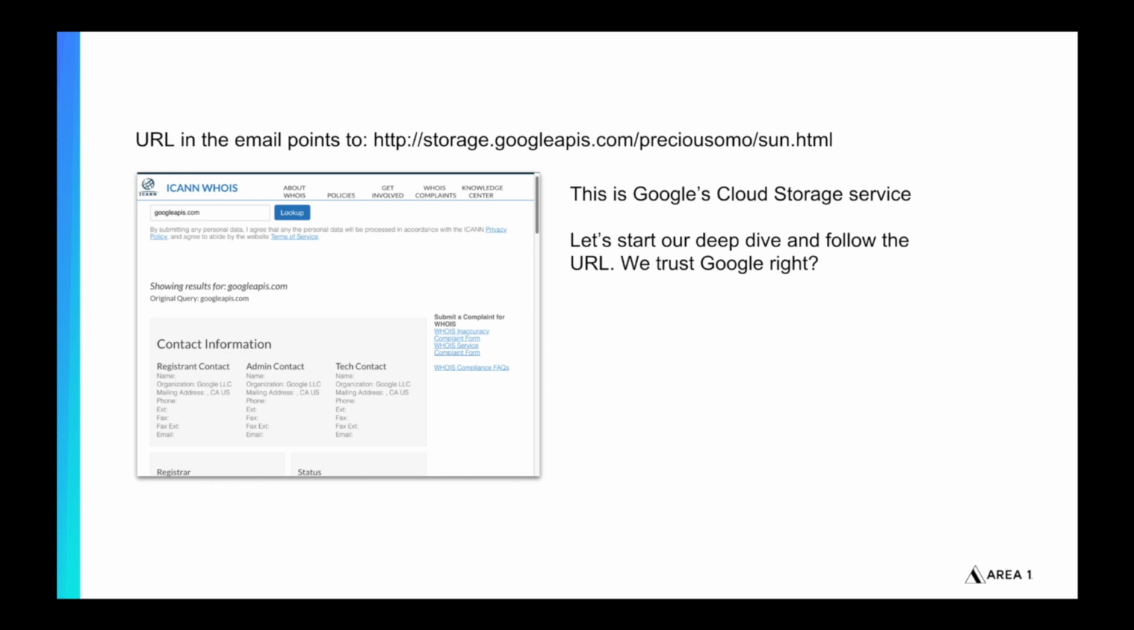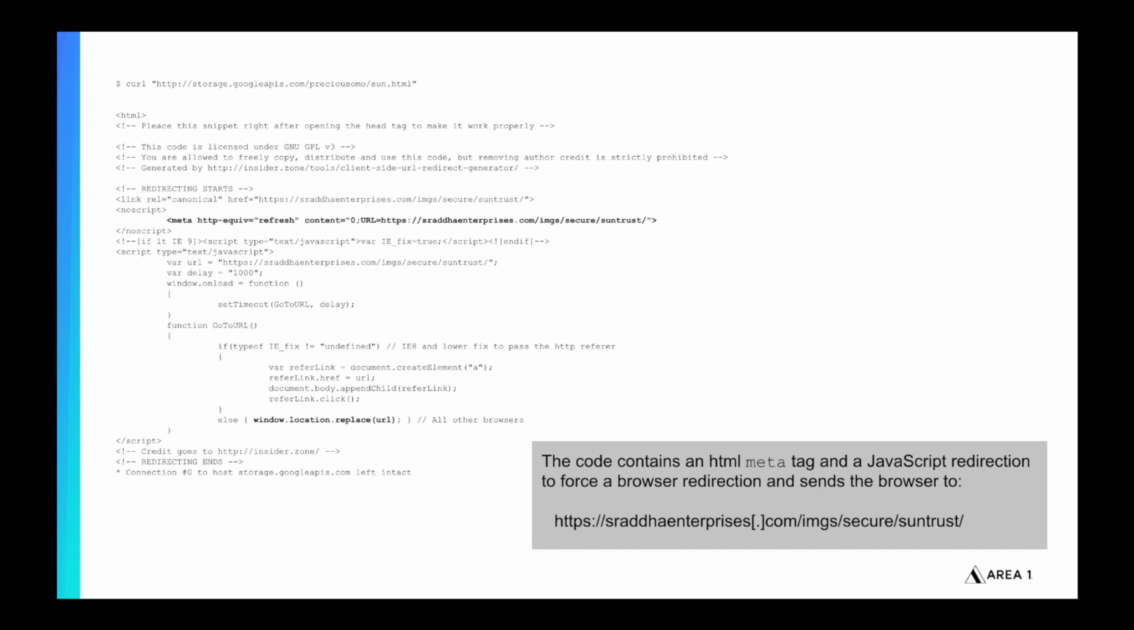So we're going to take a look here at the link. Let's start clicking on it. Obviously we all trust Google. If we take a look at the page, I ran it through curl so we can see the code behind the page that comes back. Here we can see that the attacker used an open source tool to generate this redirection, and it's simply redirecting to this strataenterprise.com URL, which, just by looking at it, you can probably tell that it's bad.